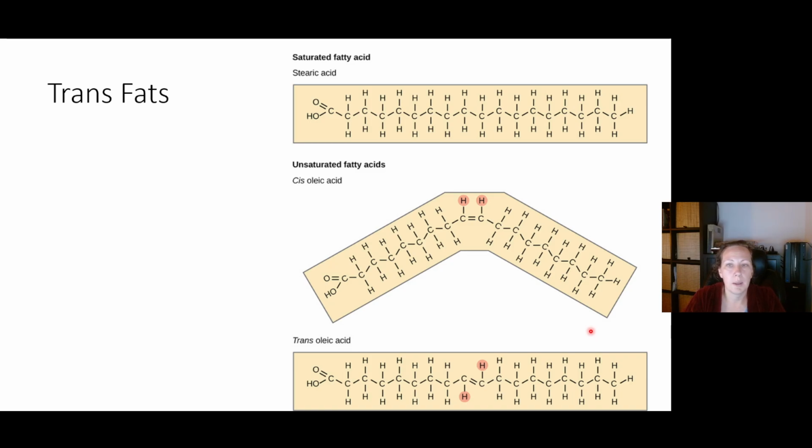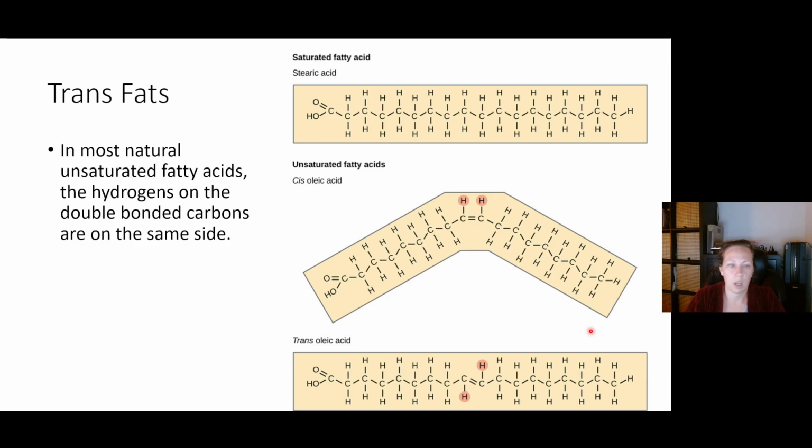So in most unsaturated fatty acids, like this oleic acid here, the hydrogens on the double-bonded carbons are on the same side. And that is why we get this kink in the molecule. The hydrogens are kind of like pushing everything down.